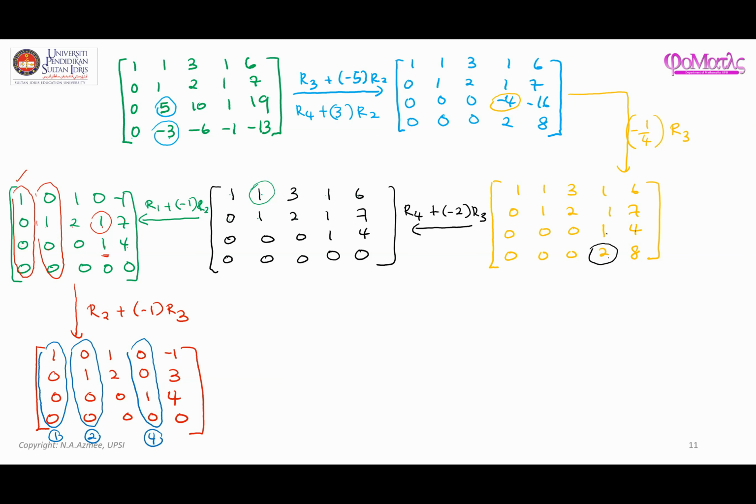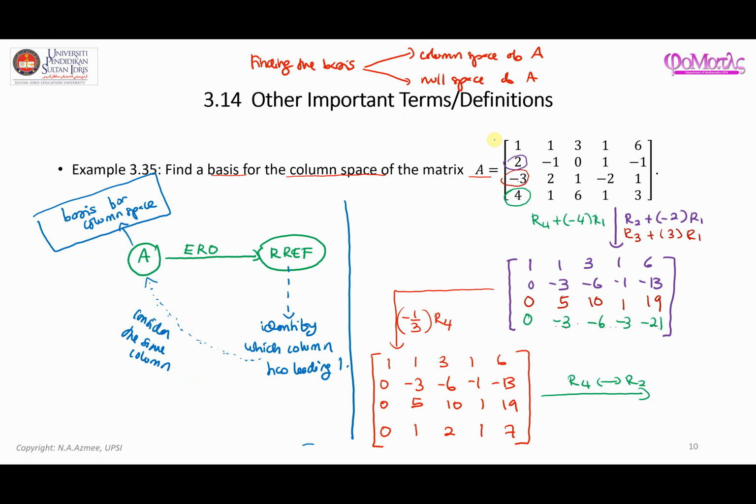So we go back to the original matrix. So here is the original matrix, matrix A, and we are going to consider those same columns. So we have arrived at this stage here. We're going to consider the same column in matrix A, which is this column. Oh, hang on.